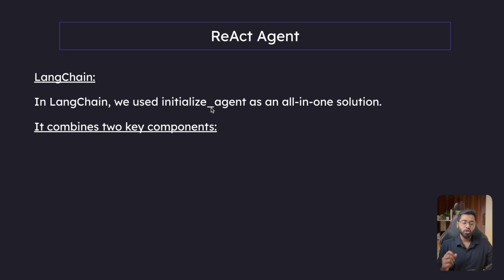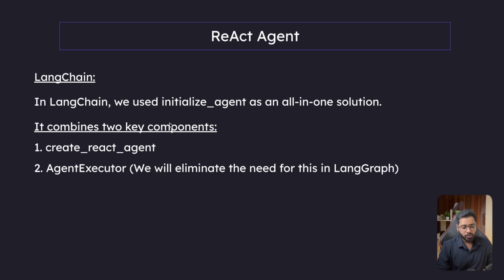But it combines two key components. The first one is the create React agent method. Just on a very high level, think that this is a method that does one thing, and along with that, we also have the agent executor class. This is exactly what we are going to eliminate for LangGraph. This is what actually controls the looping between LangChain and the LLM. This looping is being done by the agent executor, and that is exactly what we are going to be replacing using LangGraph.